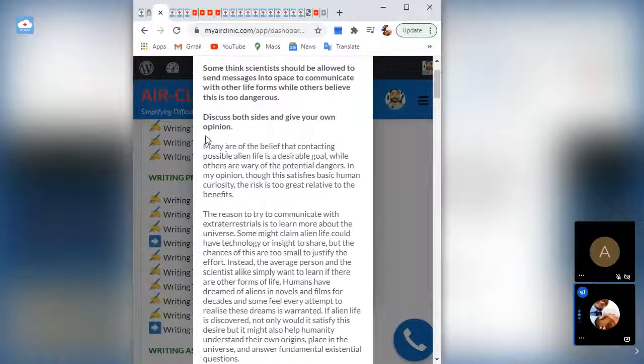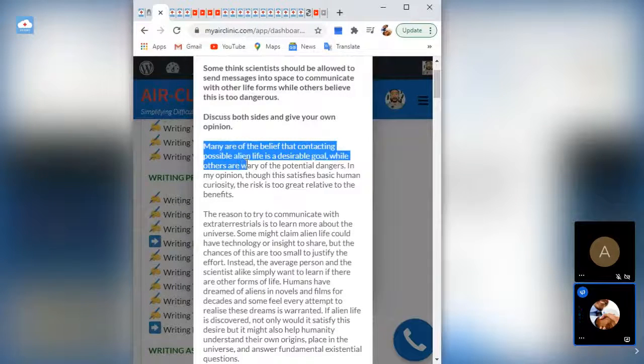So many are of the belief that contacting possible alien life is a desirable goal, while others are wary of the potential dangers. In my opinion, he's stating his opinion immediately. So this first sentence is about paraphrasing the topic. Same thing happens even in writing task one. If you remember, we usually paraphrase the topic.